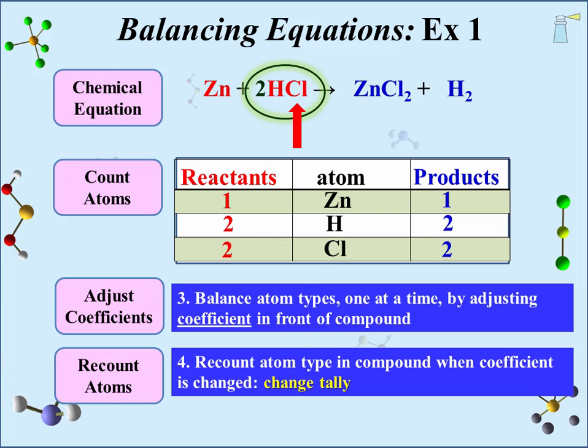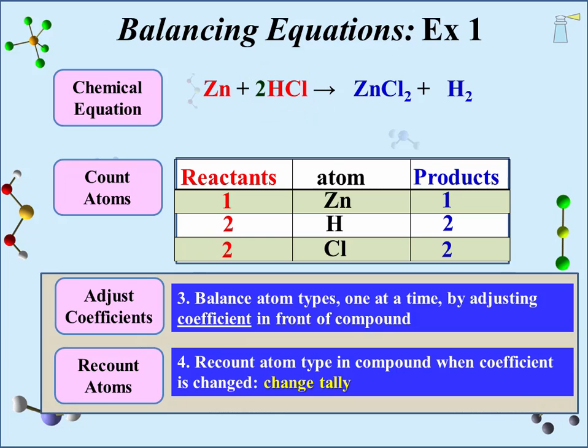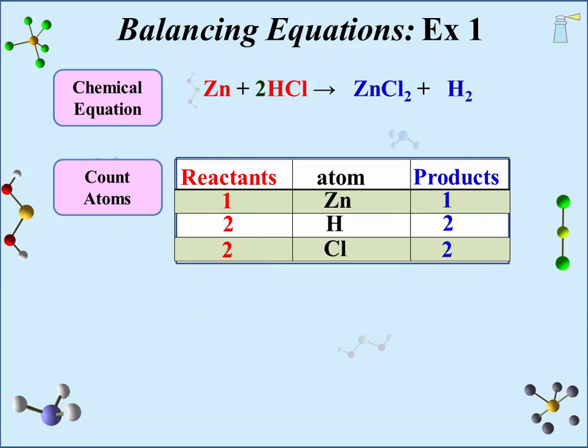Initially, there were 2 atom types that were not balanced. A repeat of steps 3 and 4 might be needed to balance the other atom type, but a direct comparison of the 2 tallies shows that each side has the same number of atoms for each atom type. The equation is balanced, and there is no need to change any other coefficients. The hydrogens were balanced in the same step that balanced the chlorines.